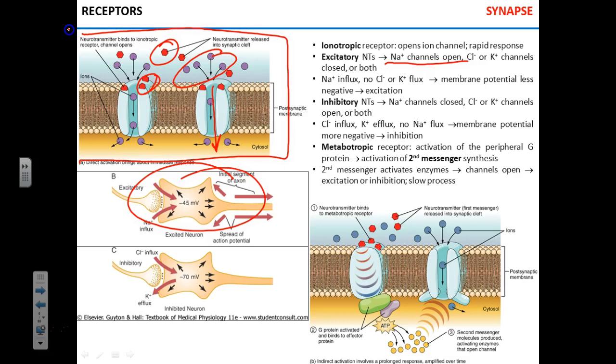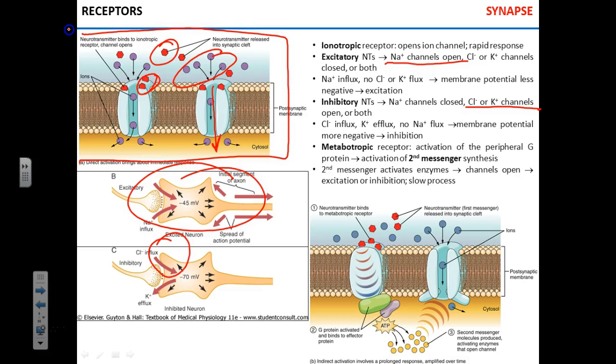When neurotransmitter is inhibitory, then sodium channels are not open, but potassium or chloride channels are open. So what happens, either chloride ion gets into the cell, chloride is negatively charged. What happens to the cell charge? More negative. So membrane potential of the cell becomes more negative. This is called hyperpolarization. Cell becomes inhibited.